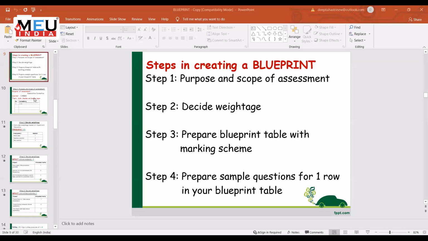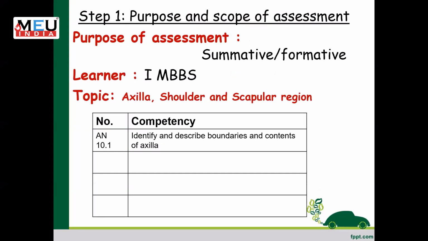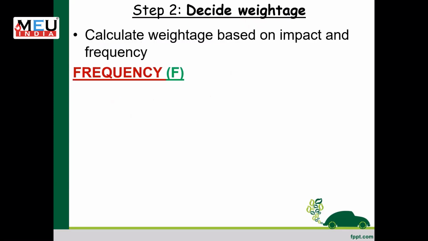Dr. Kannan, please check if this is what you want. So when we make a blueprint, we can start out with what Dr. Girija said: the purpose of assessment, whether it is summative or formative, and the learner is first MBBS. Then you can take a topic, for example, axilla, shoulder, and scapular region, and make a table. What is the competency number and what is the competency? Then you have to calculate the weightage based on impact and frequency, the formula that you're talking about, Dr. Kannan.